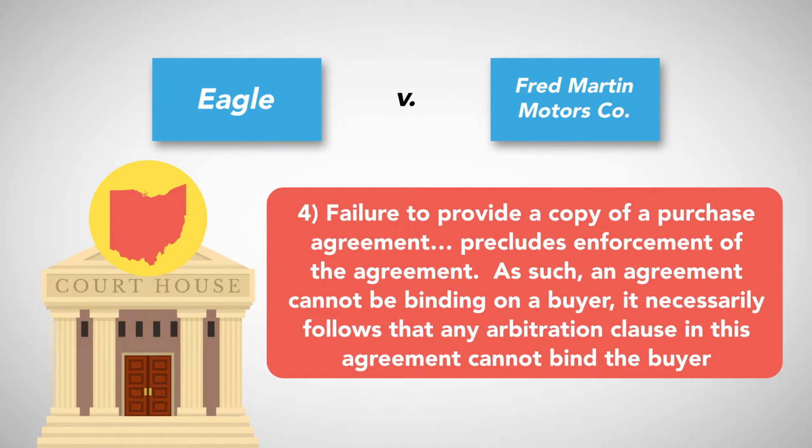Failure to provide a copy of the purchase agreement precludes enforcement of the agreement. As such, an agreement cannot be binding on a buyer. It necessarily follows that any arbitration clause in this agreement cannot bind the buyer.